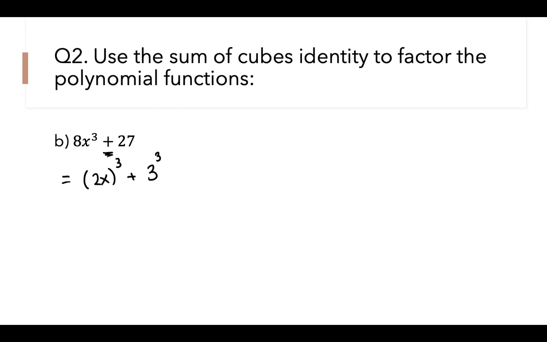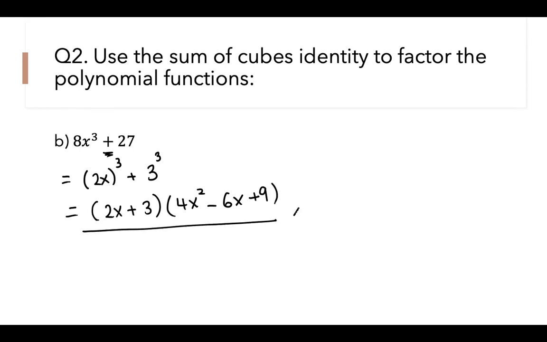Now, in any case that you cannot write 27 or any other number in terms of exponent 3, then you will not be able to do a sum of cubes. So without looking, let's try to remember the formula. It's going to be 2x plus 3, which is a plus b, then a squared, which is 4x squared, minus ab, so 6x, and b squared, 3 squared, which is 9. And that is my most factored form.